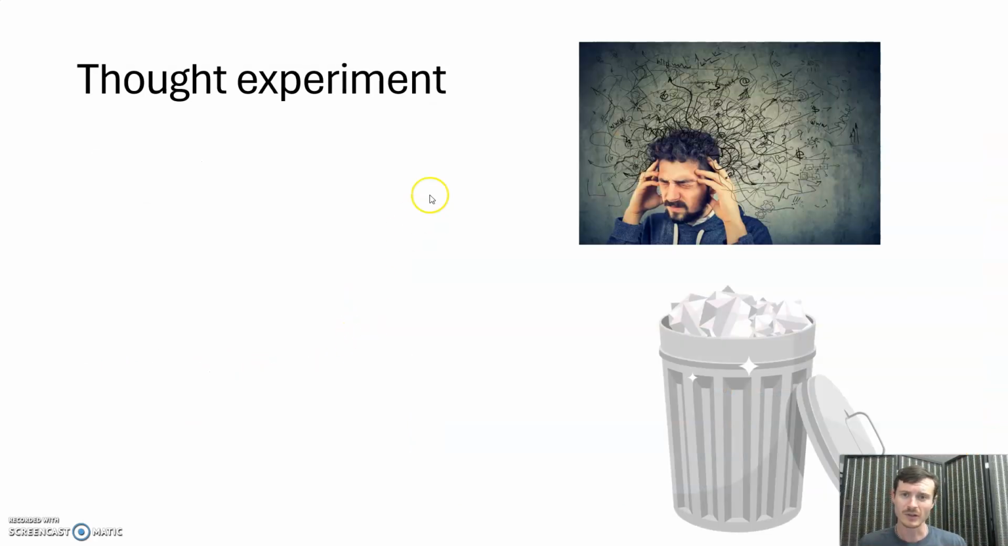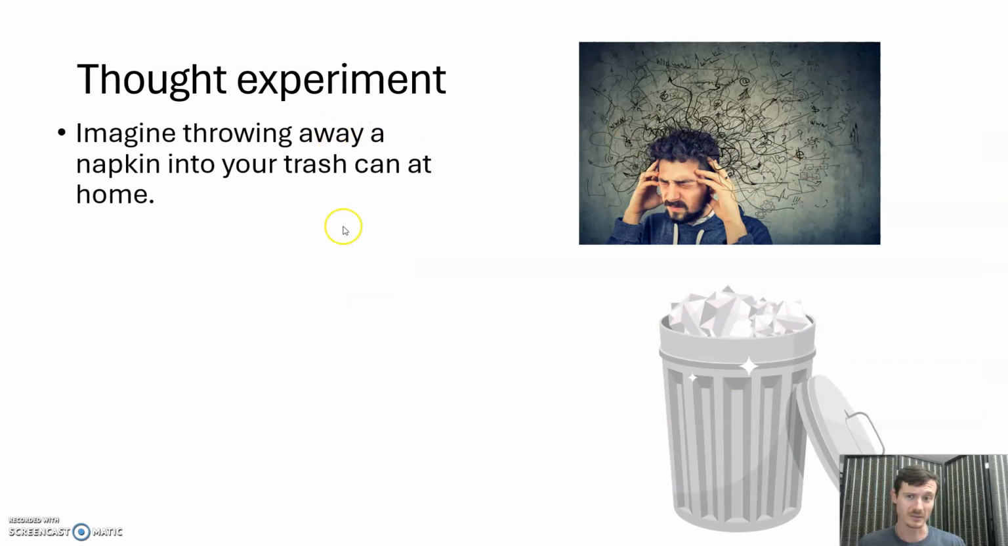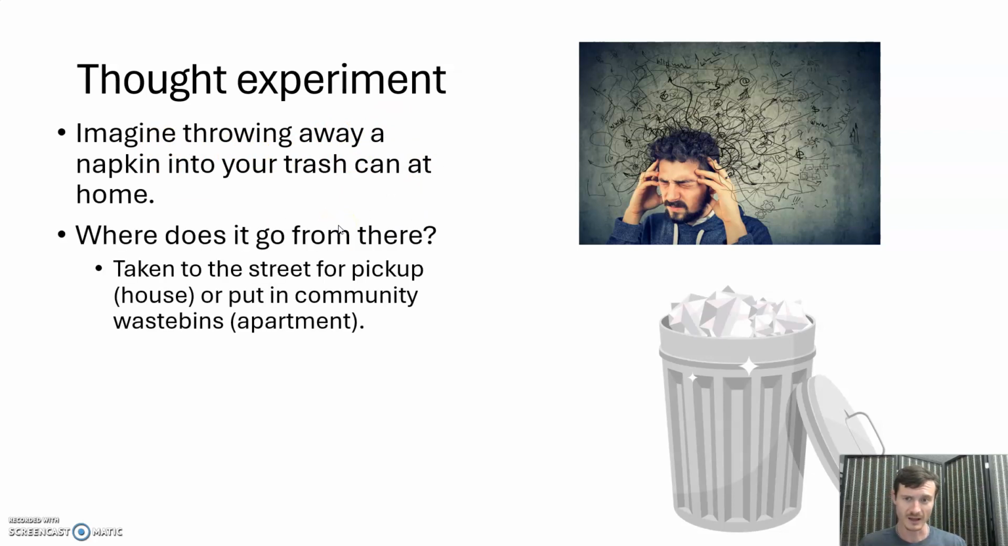Cool. So I am going to ask you to do a thought experiment here, right? And maybe I'll put a pause point. So you can imagine throwing away a napkin into the trash can at home, right? And what happens next, right? So you throw it away into the trash can, and then later you take it out of that trash can and probably put it into some sort of a bigger trash can. Either one that you get from the city, one of those big waste bins that you put out by the street. If you live in an apartment or other community like that, you might put it into some sort of community waste bin. And then what?